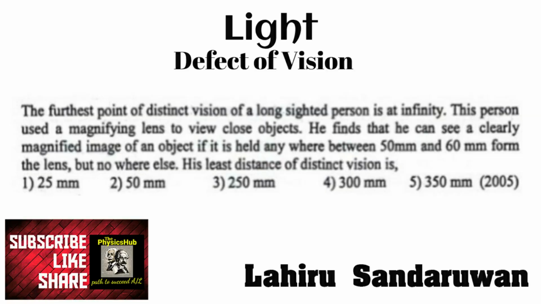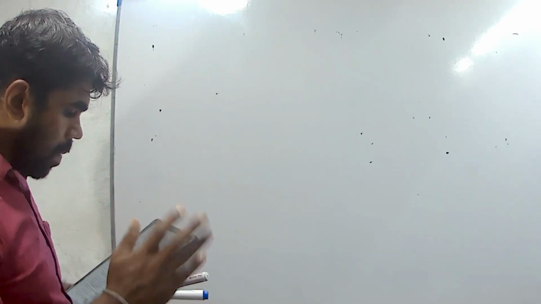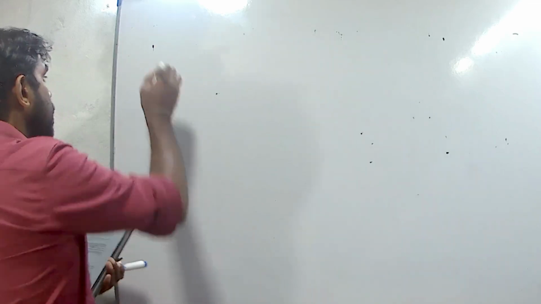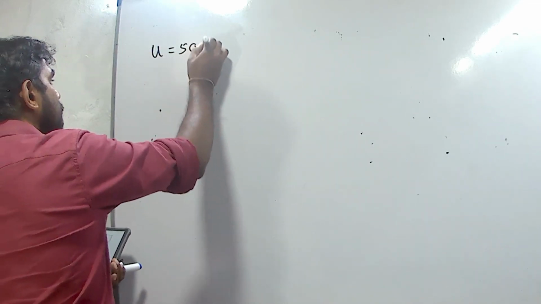The furthest point of distinct vision of a long-sighted person is infinity. This person uses a magnifying lens to view close objects. He finds that he can see a clearly magnified image of an object if it is held anywhere between 50 millimeters and 60 millimeters from the lens, but nowhere else. His least distance of distinct vision is? His minimum visible distance is 50 millimeters. We can take the object distance as 50 millimeters.